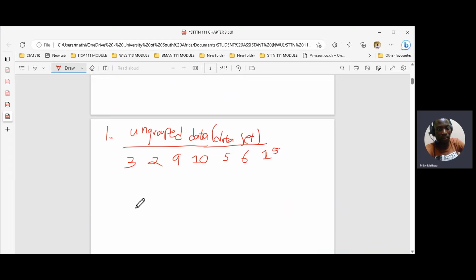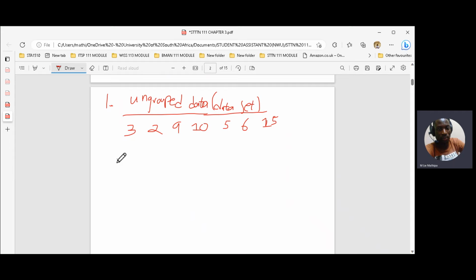We have 3, 2, 9, 10, 5, 6, and also we have 15. I hope you can all see that. Under ungrouped data, let me just write 15 here. 15 under ungrouped data.